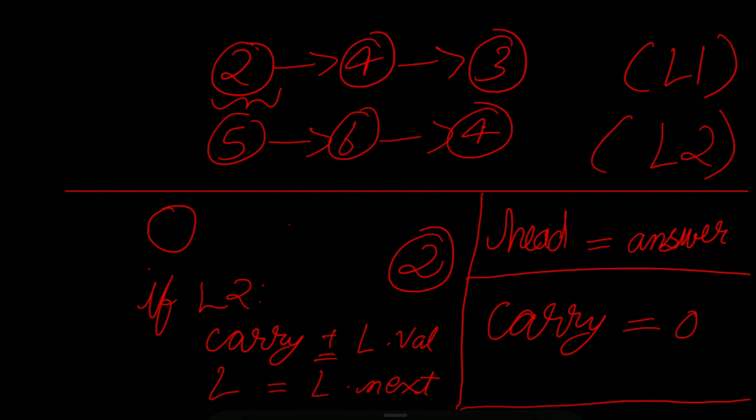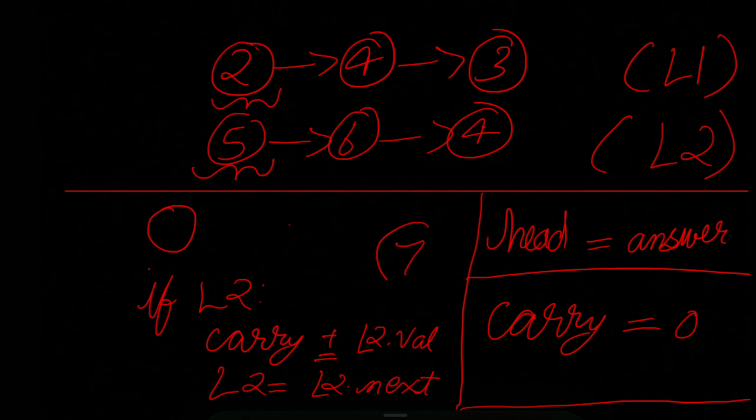We'll do this exact same thing for L2 as well. We'll check if L2 has any elements. If L2 has any elements, carry plus equals L2 dot val. As I mentioned, L2 dot val will always begin from the first node in the beginning. So carry is equal to 2 now, and the new value of carry will be 2 plus 5, that is 7, right? So now the value of carry is 7. Then we'll do L2 equals L2 dot next.